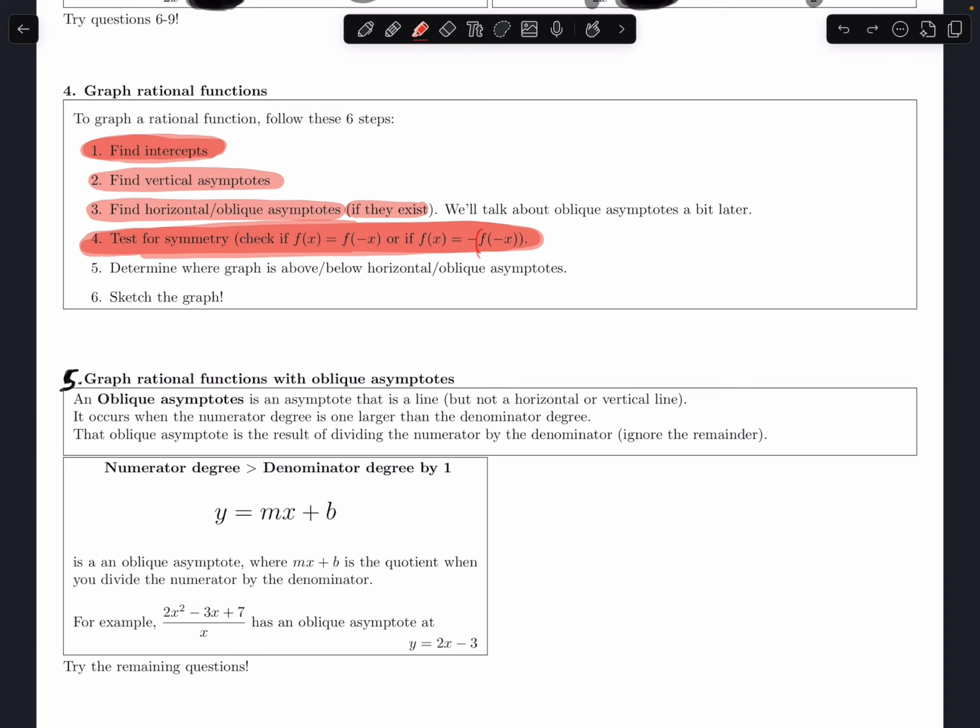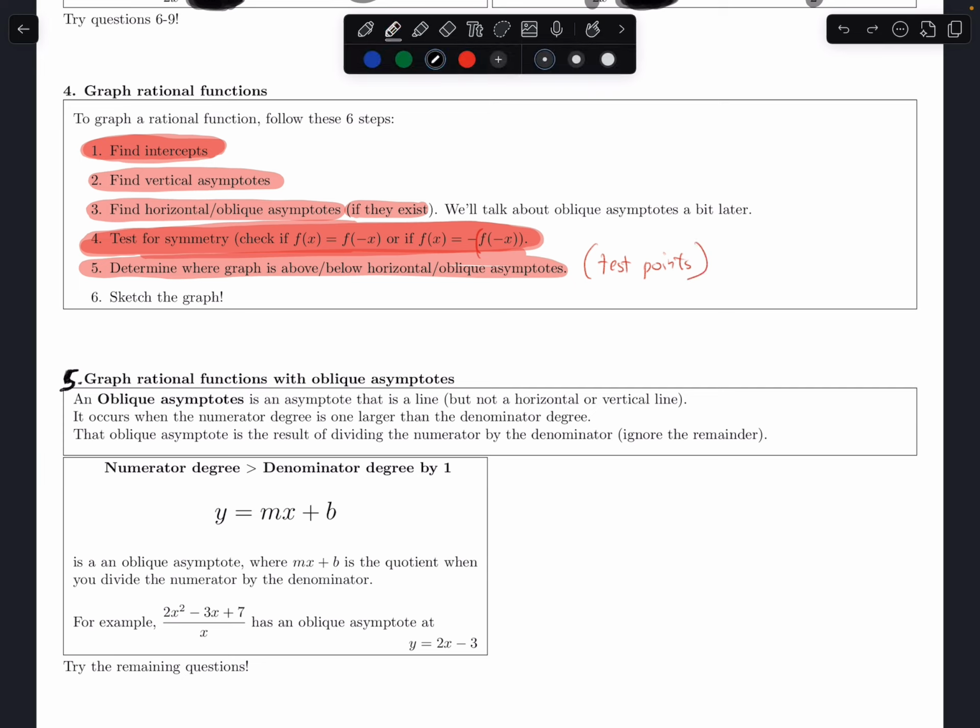Okay, number 5, determine whether the graph is above or below the horizontal or oblique asymptotes. The way to go about this, or at least one simple way, is to just utilize test points. So what happens is, let me just draw the x-axis and y-axis first. So say you have the graph, right?